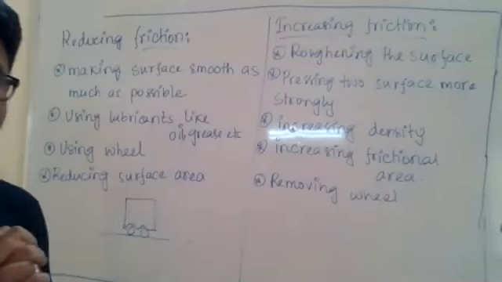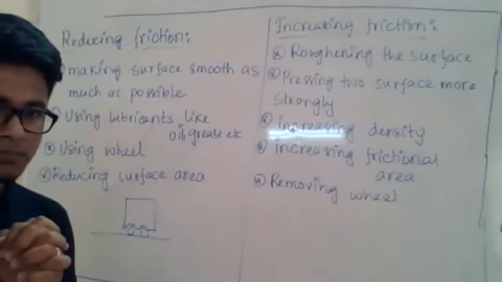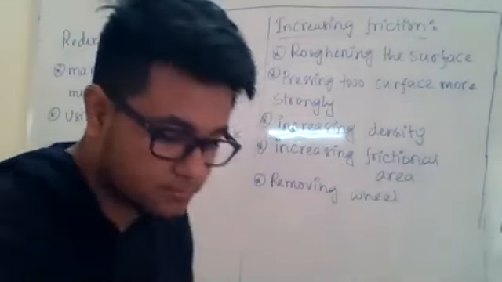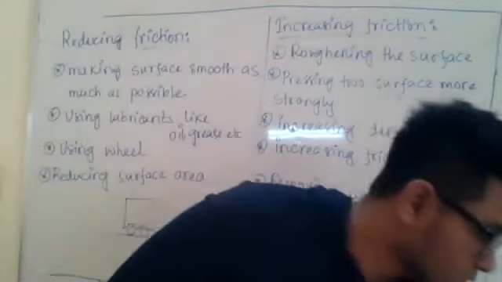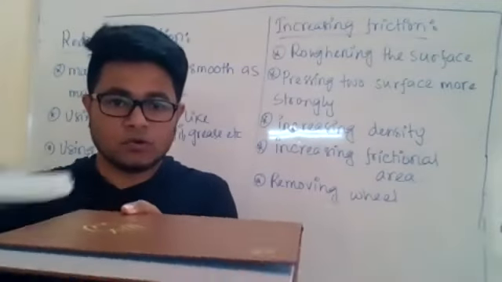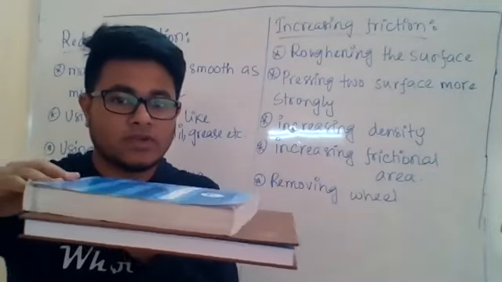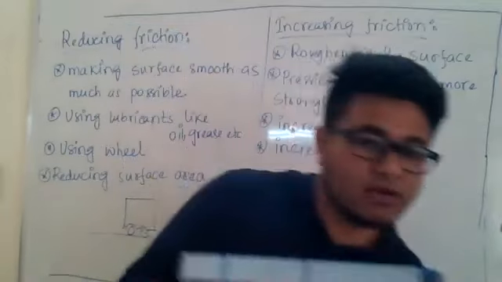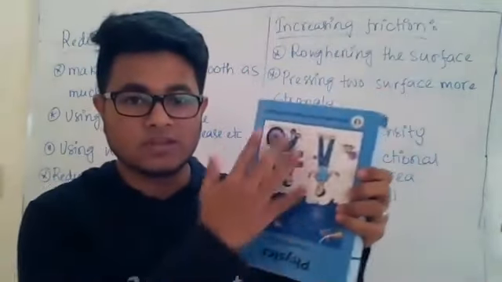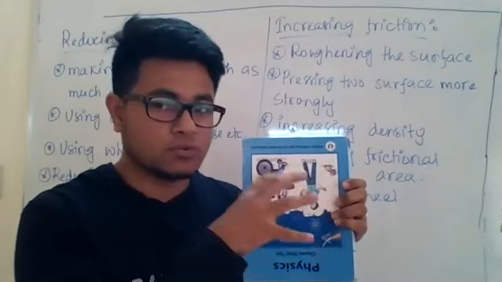Sir, I did understand about the reducing surface area and increasing frictional area. That area 1. Area 1, okay, see. This is a book, right? Let us say this is the floor. And this book I kept it like this. Now if I try to push the book, see the book will have greater amount. This whole surface is in contact with the floor, right? So as a result, what will happen?